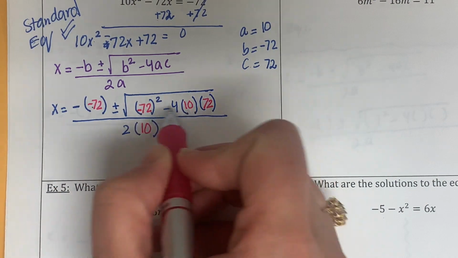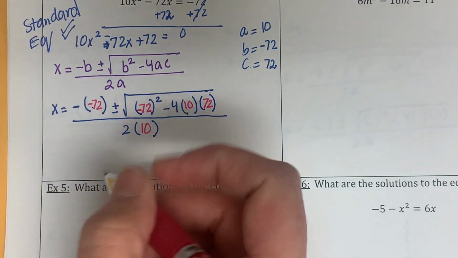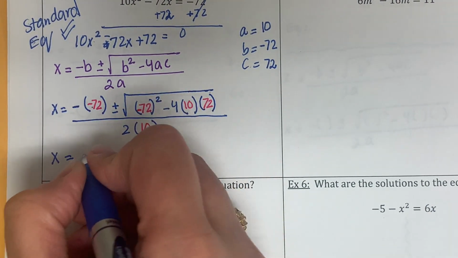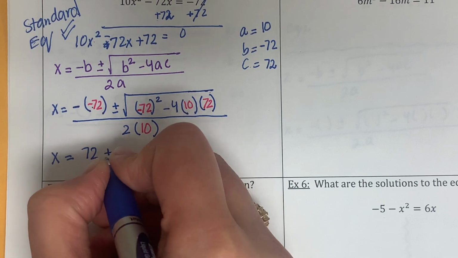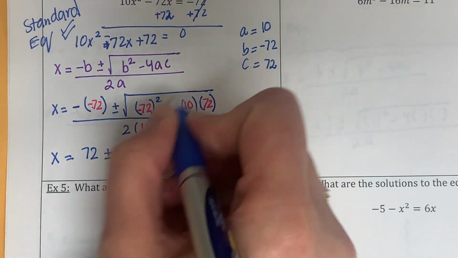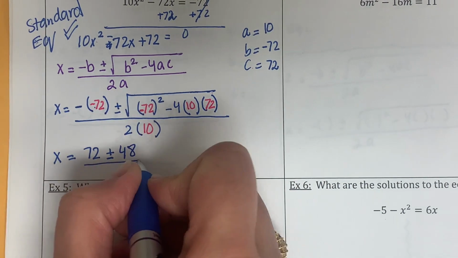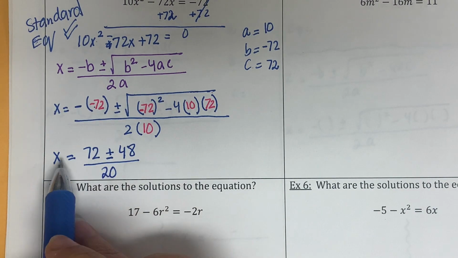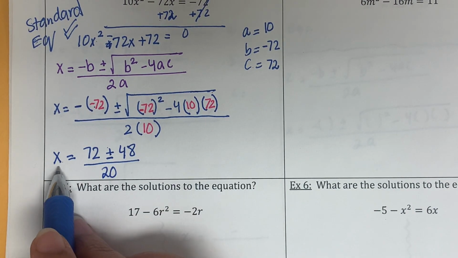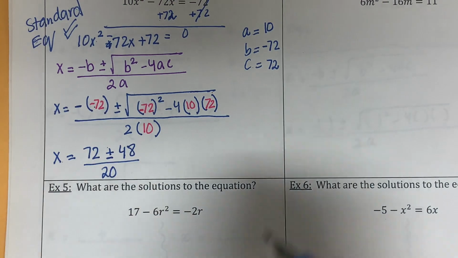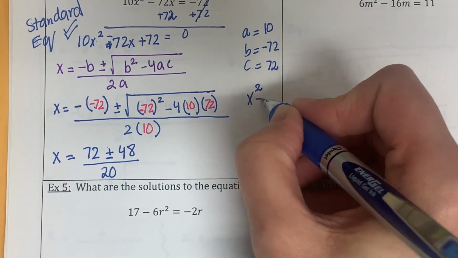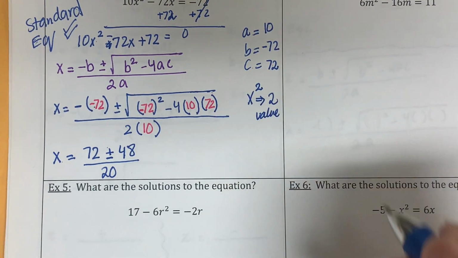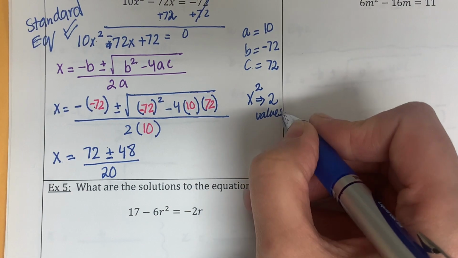I actually got 48. So my next step is x equals minus, and minus a minus is a plus, so it's plus 72 plus minus 48, the part simplified in the calculator, over 2 times 10, which is 20. So I have this. Now this is how I can get the x values. It is an x squared, so I should have 2 values of x. They could be the same, different, opposite, doesn't matter, but there should be 2 numbers.